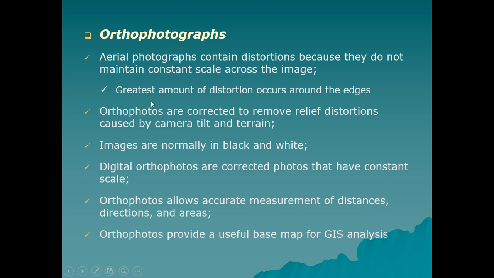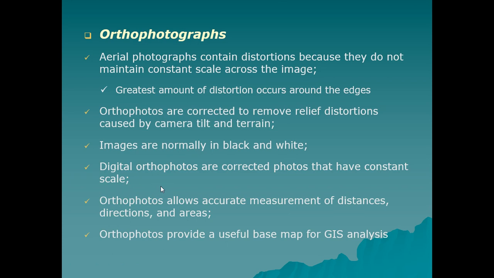So the end product of having corrected those distortions is called an orthophoto. So the orthophotos are corrected to remove relief distortions caused by the camera and the terrain. As mentioned before, the images are normally in black and white.